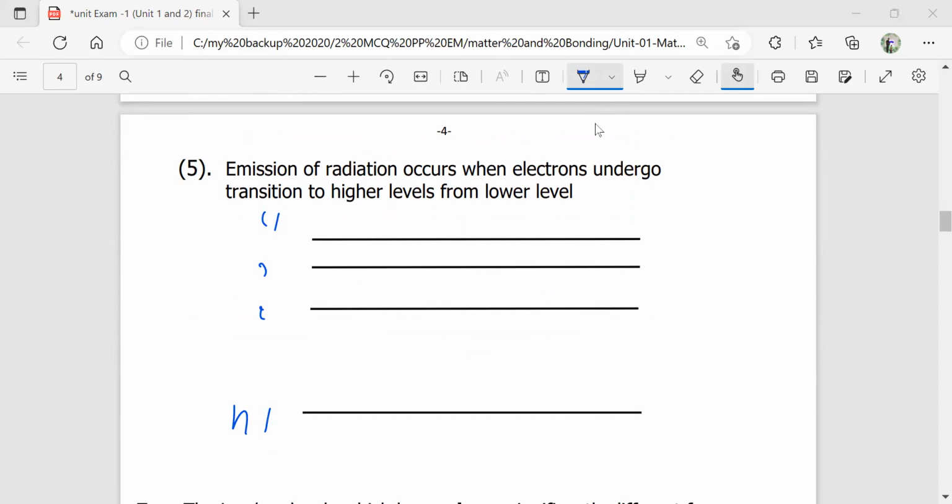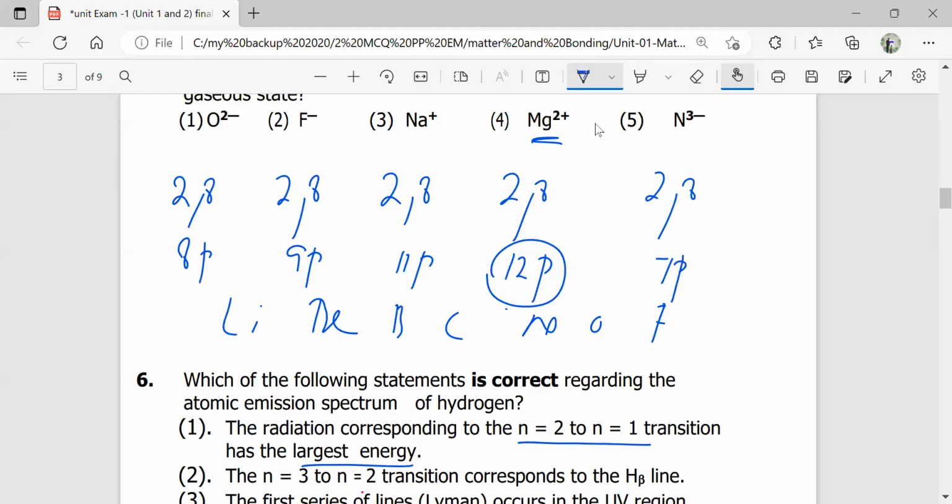Can you speak? So for the fifth question, left to right, the size decreases, right? Only one minute we have. The size decreases.